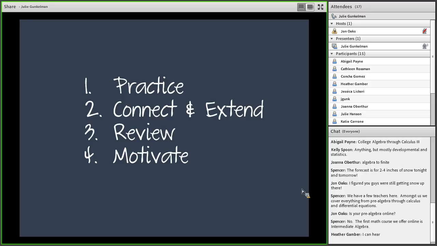When you guys were logging in and chatting, I pretty much picked up that the classes that you teach are from pre-algebra all the way up through, I think I saw Calc 3.